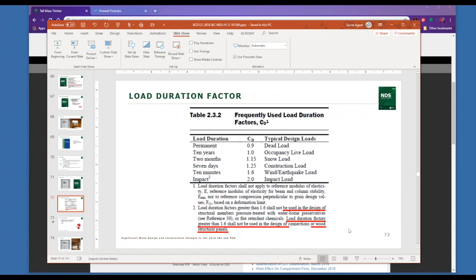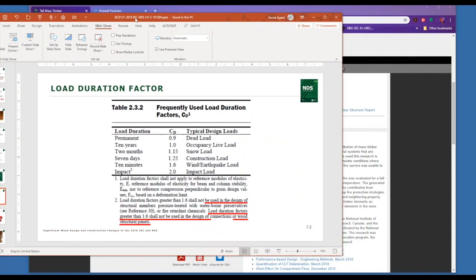Instead of the 2.0. Very good. And that, yeah, pressure treated is for waterborne preservatives. Okay. And then can you expand upon again?